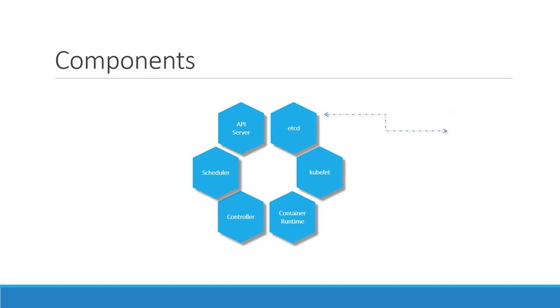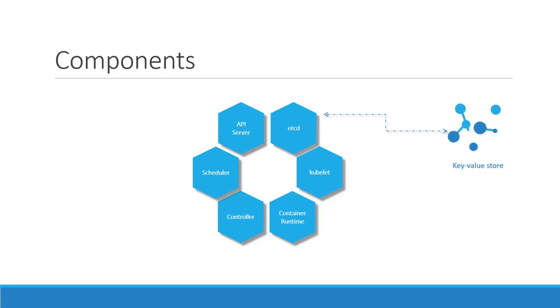Next is the etcd key store. etcd is a distributed, reliable key value store used by Kubernetes to store all data used to manage the cluster. Think of it this way. When you have multiple nodes and multiple masters in your cluster, etcd stores all that information on all the nodes in the cluster in a distributed manner.